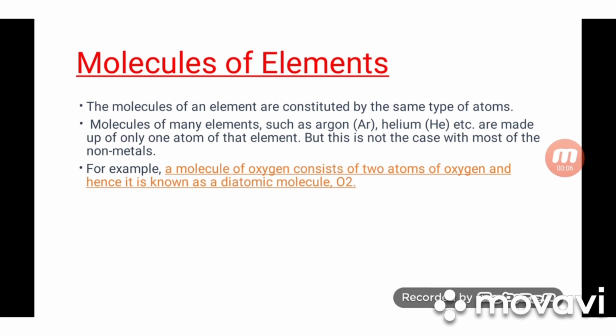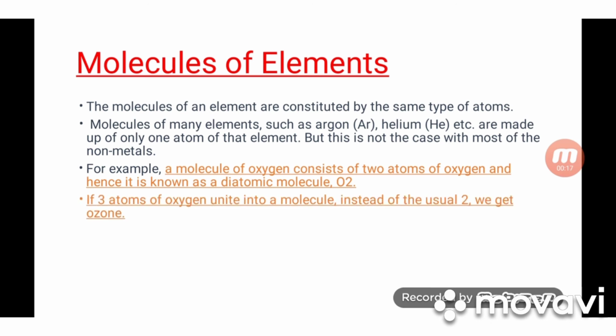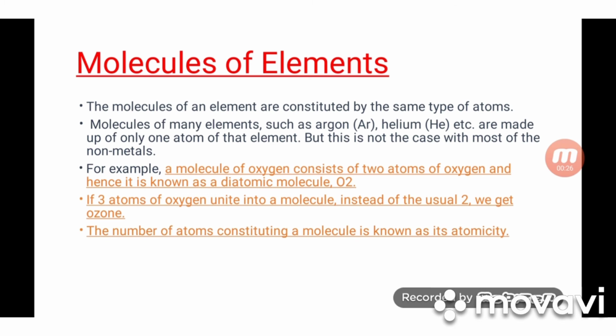For example, a molecule of oxygen consists of two atoms of oxygen and hence is known as a diatomic molecule, that is O2. If three atoms of oxygen unite into a molecule instead of the usual two, we get ozone, which is O3. The number of atoms constituting a molecule is known as its atomicity.